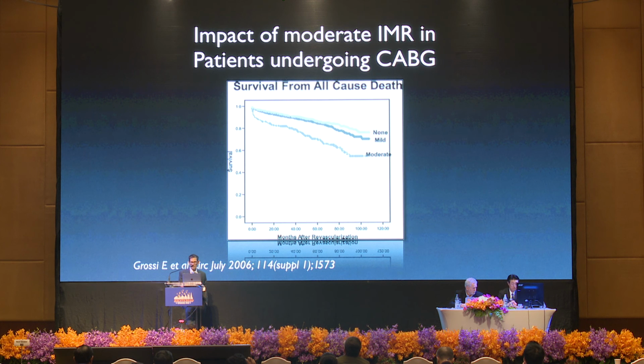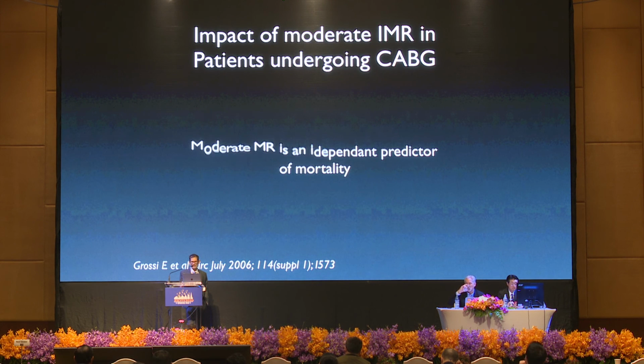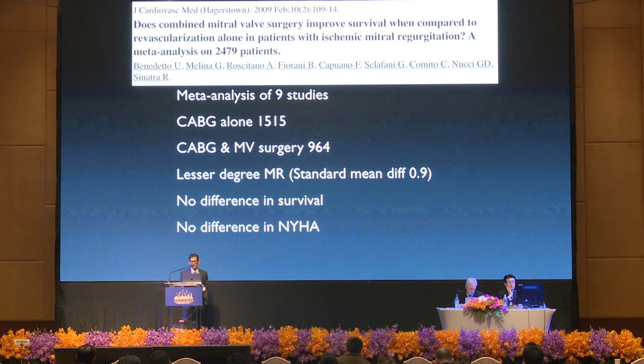If we have a look at this, if you have moderate ischemic mitral regurgitation and you undergo CABG, your survival in the long term is worse than if you have none or mild mitral regurgitation. So basically what we can say from these studies is that moderate mitral regurgitation is an independent predictor of mortality. That doesn't mean necessarily that correcting the mitral regurgitation will resolve that mortality difference, but that's something to look at in our consideration.